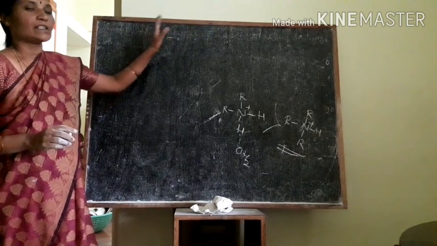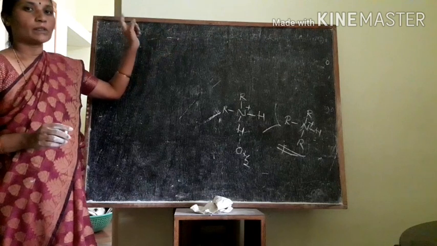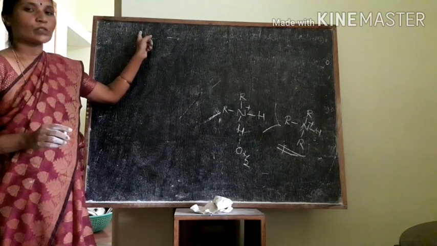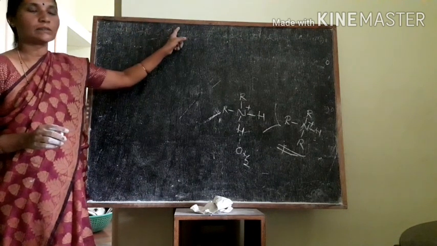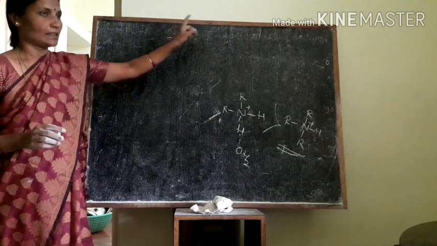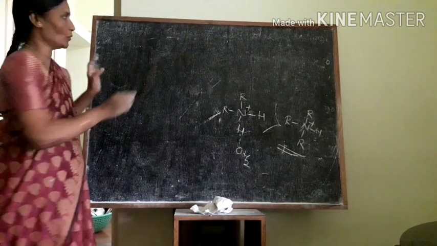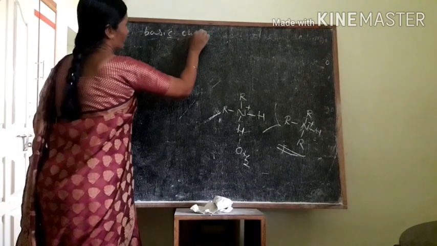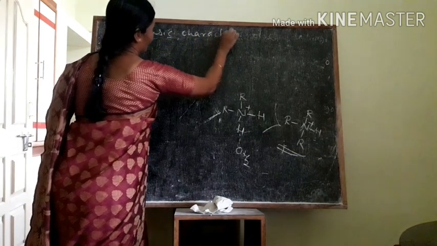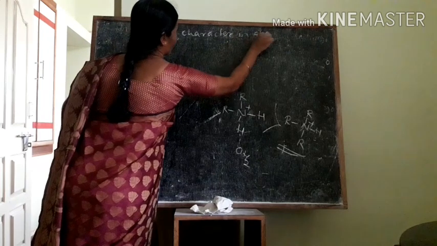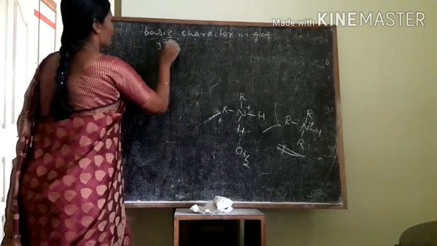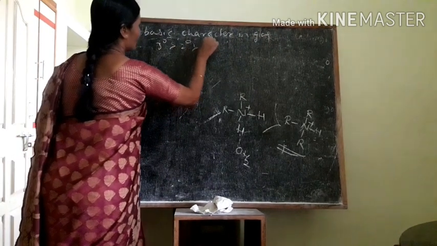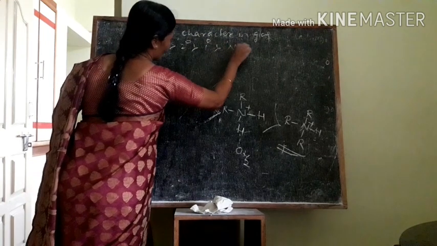Basicity in case of gaseous state is said to be: tertiary is more basic than secondary, than primary, than ammonia. Basic character in gas, what is it? Tertiary is more than secondary, is more than primary, than ammonia.